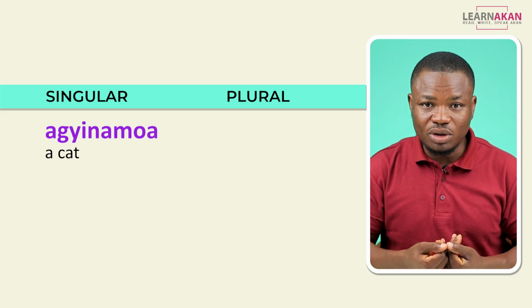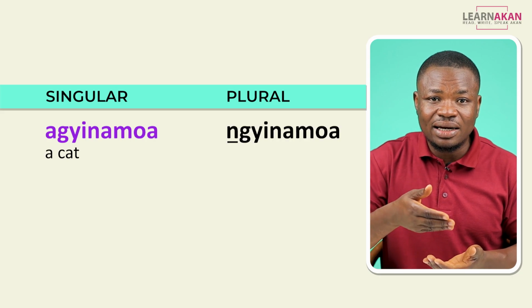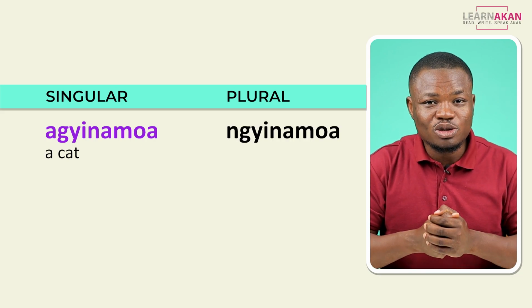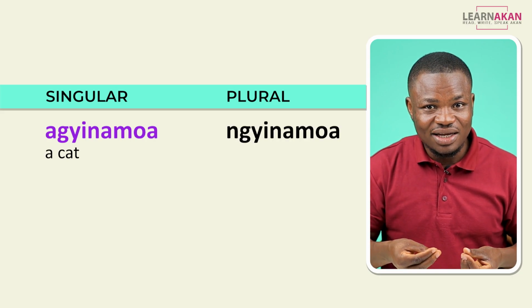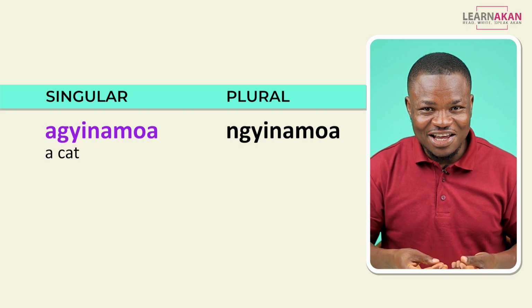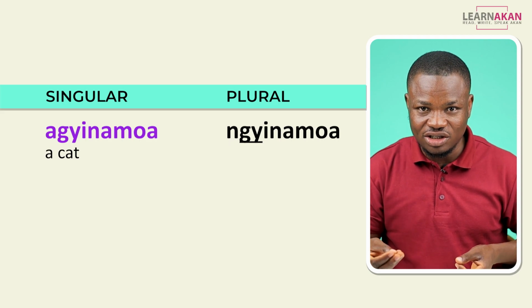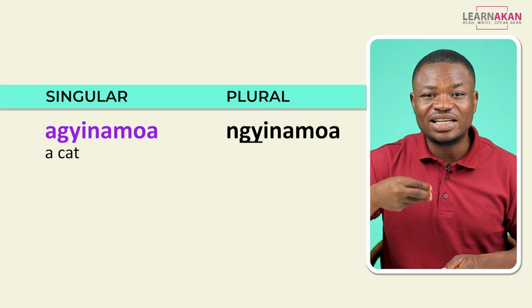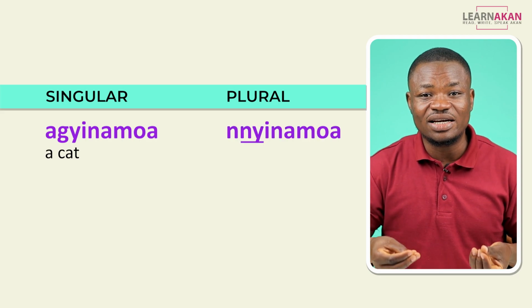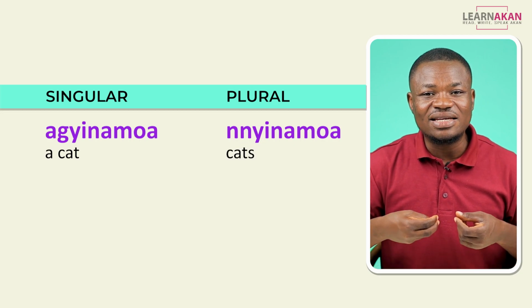So to form its plural, you simply bring n in front, and we are supposed to have njinamwa, okay? But assimilation sets in because we have j. So the n would cause the j to change into ny. So we end up with nyinamwa.